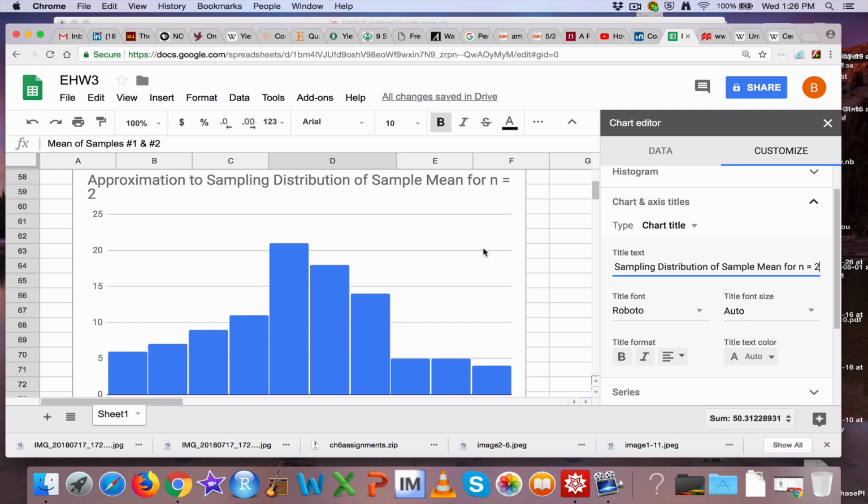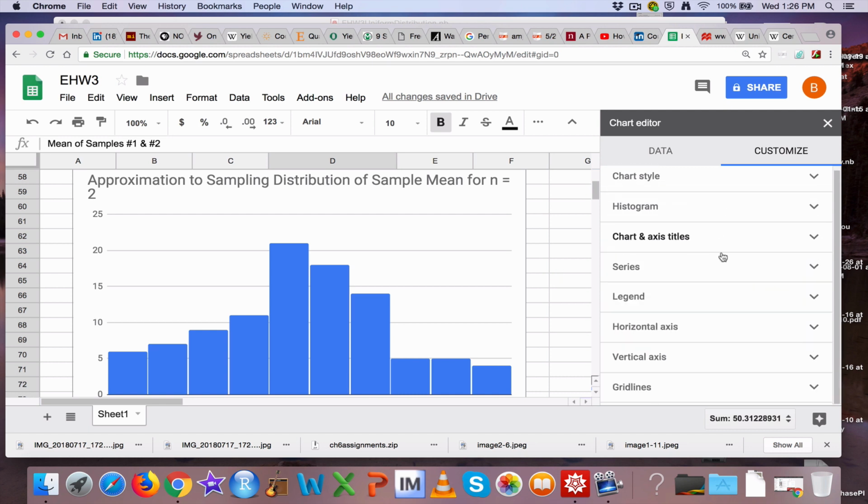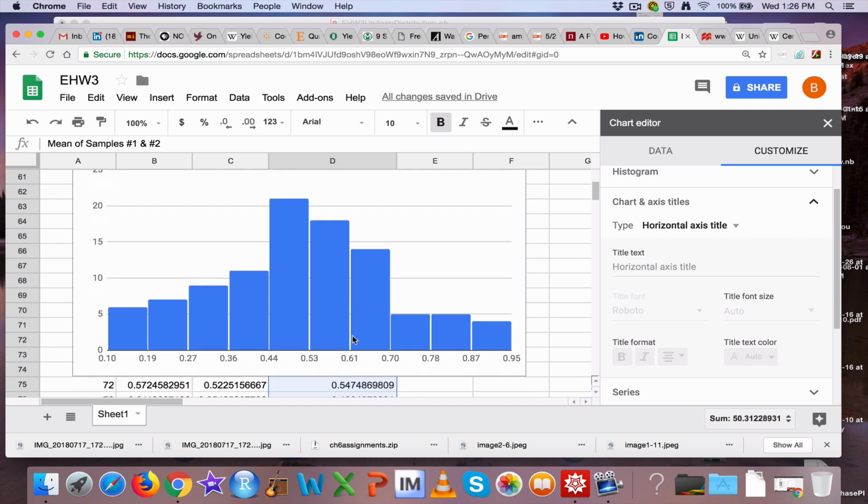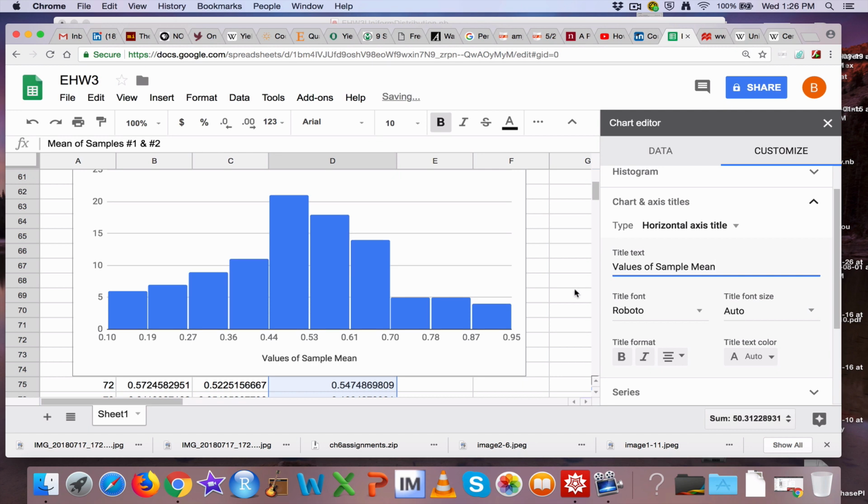Okay, you could also emphasize that it's coming from sampling from a uniform distribution. You should label the axes. Yeah, what about the horizontal axis? Something like, those are the values of the numbers that we got for x bar. And we could label it that way, values of sample mean, x bar.